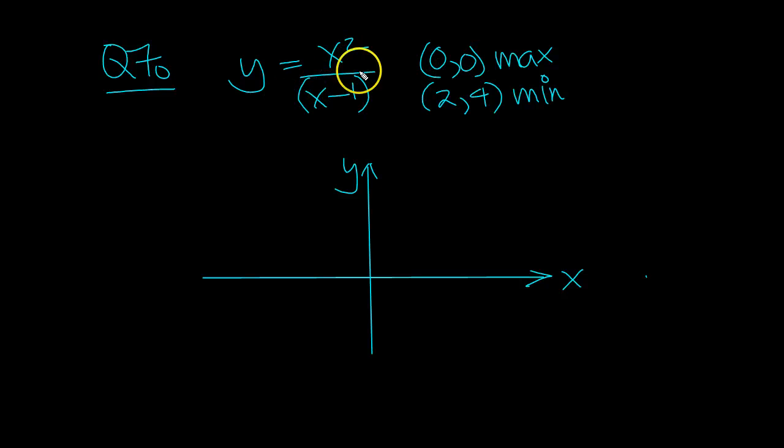Okay, let's have a look at this curve. We know its maximum is here. That's a max. And then the minimum is at 2, 4. And that's a min. This would be 2. There's no other place where there's a max or min.